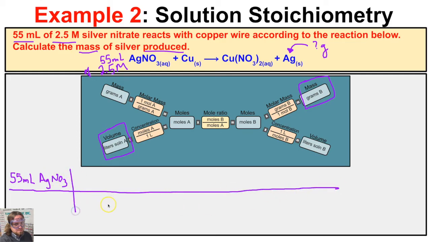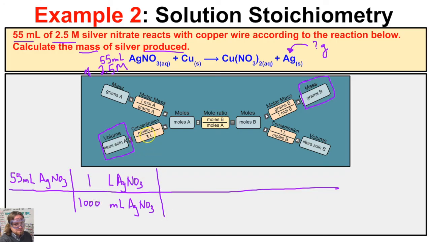And so when we're working some solution stoichiometry problems, we're going to want to convert the milliliters to liters. So let's go ahead and do that. We're going to cancel out milliliters of AgNO3, so we'll put that at the bottom. And we're going to convert this to liters of AgNO3, and so we'll put that at the top. And we know there's 1,000 milliliters in 1 liter. And so that's our first step.